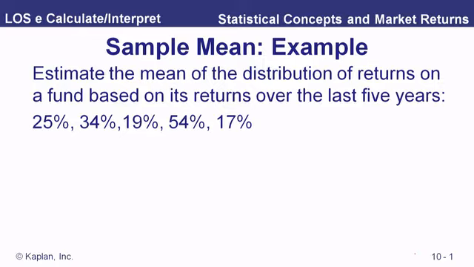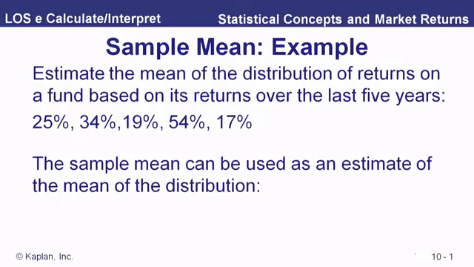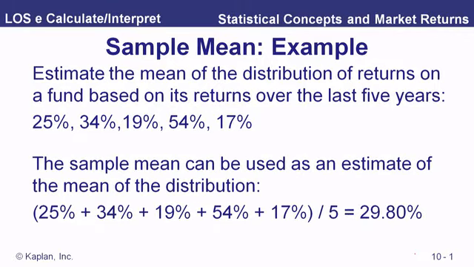So let's look at an example of a sample mean. Estimate the mean of the distribution of returns on a fund based on its returns over the last 5 years. So there we have it, really good returns for the 5-year period. And how are we going to get the sample mean? Well, we're going to add them all up and divide by 5 and get a sample mean of 29.8. And we'll use this as an estimate of the true mean of the distribution.